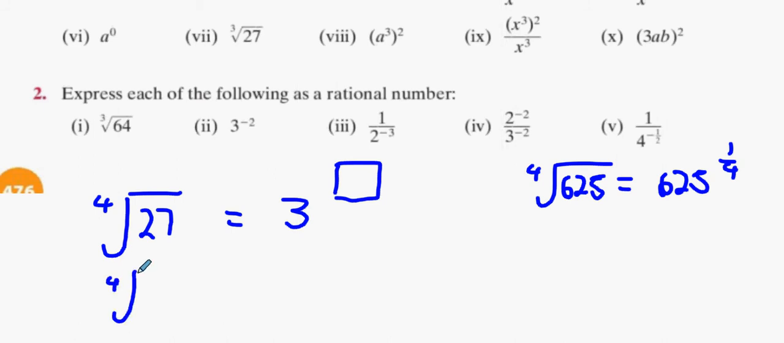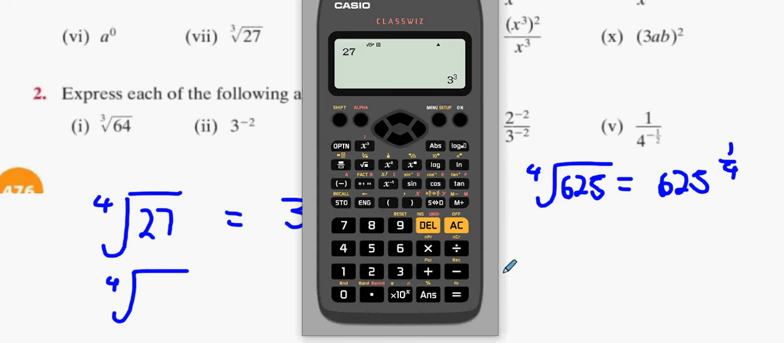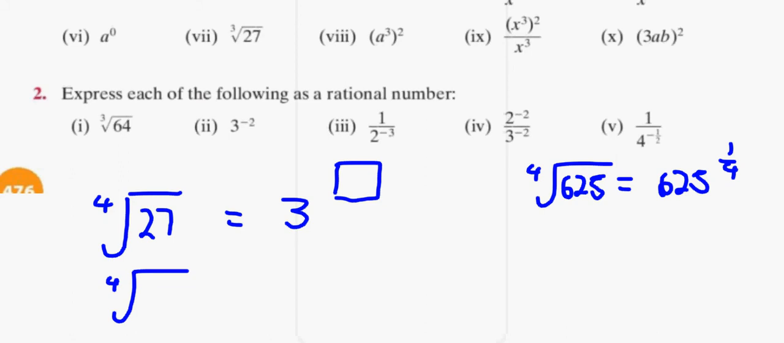Now, what do I change the 27 into? Okay, one more time. Press 27, press equals, then press Shift Facts. There we go. Now, lads, what have I changed the 27 into? 27 can be changed into 3 to the power of 3.